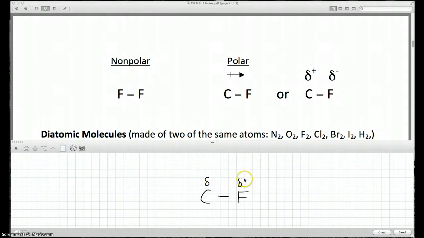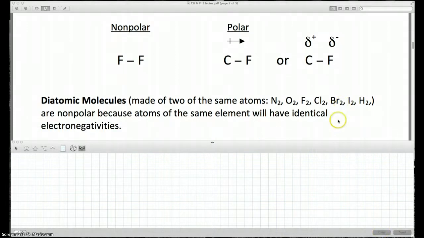And the fluorine, since it pulls the electrons towards it, is negative, because electrons are negative, which means the other side is positive. Either one is fine. You can use the delta, the little half-finished 8, or the arrow. Either one is fine.